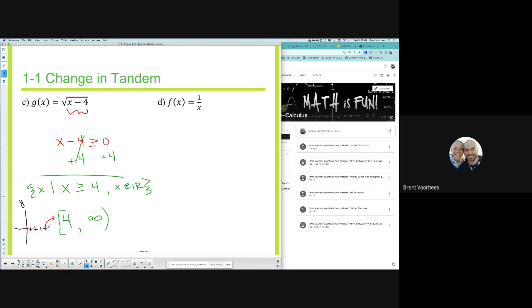You could always type that in the calculator, but for the time being, I'm just going to tell you that's what the graph would look like. Notice it's not on the left side. It starts at 4 and goes forever to the right.